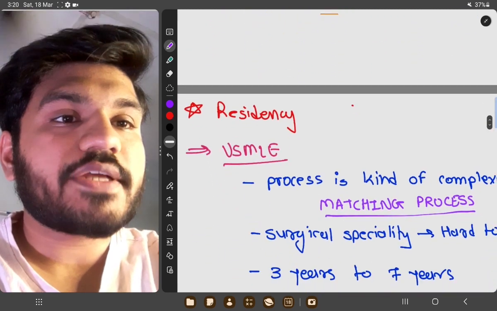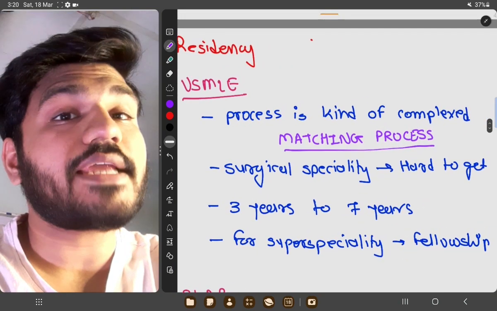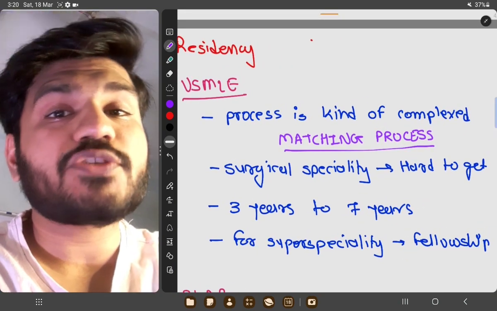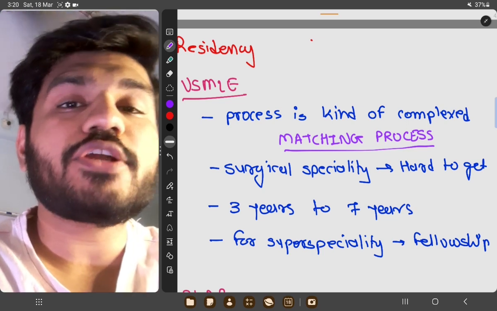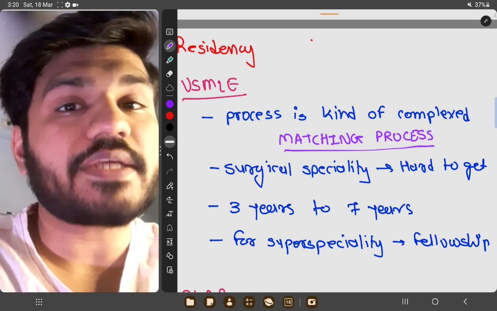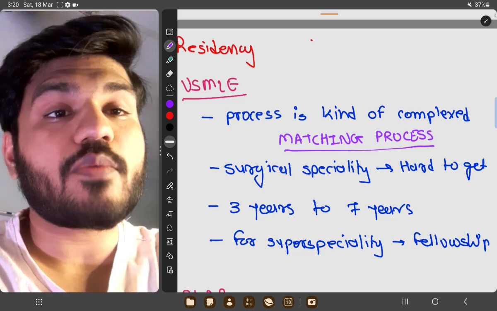Further we are going to talk about residency. So in USMLE, the process is kind of complex. If you want to understand the matching process, you need to see lots of videos on YouTube, and you need to hear about it and learn from seniors how this matching process works. It is really complex, and if you want to learn it, I can make a separate video about this.